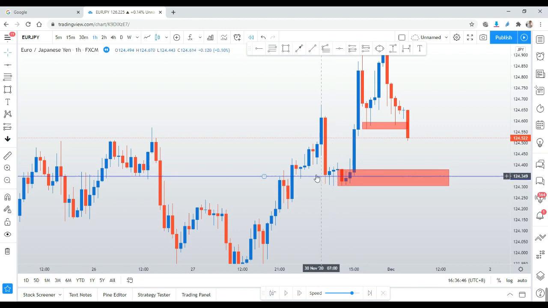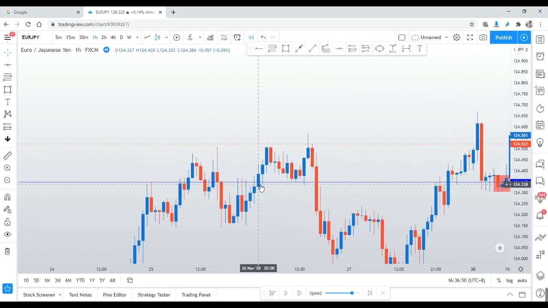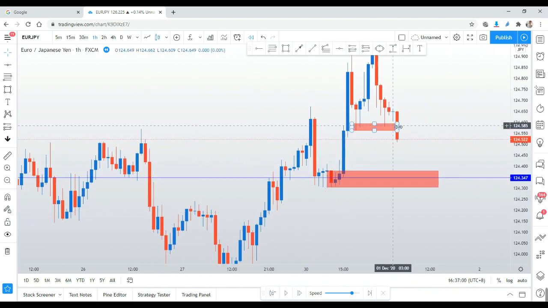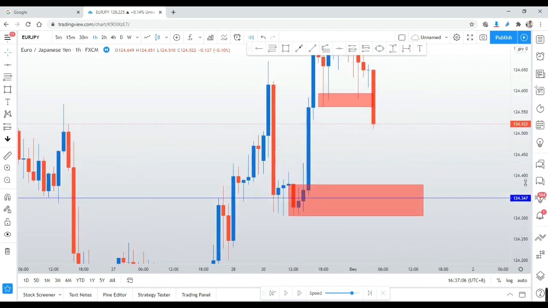Rejection again. Further down, there is a lot of rejection. Hopefully you guys can see what I'm telling you. A lot of rejection all the way, meaning that I'm looking for a buy when the price comes to this area. Next, let's see my stop loss.